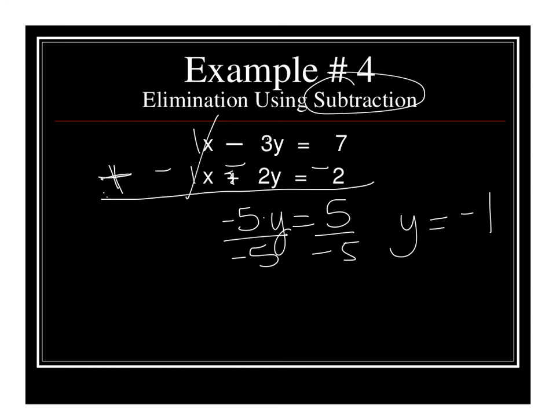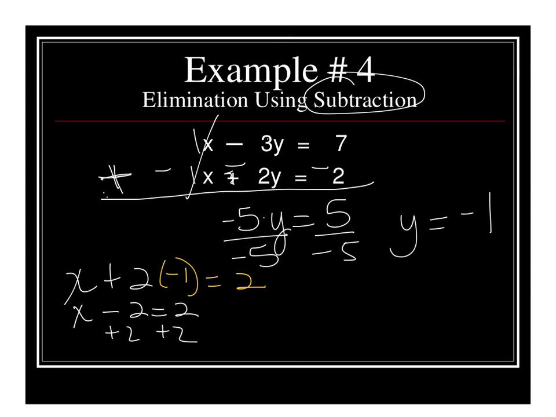Then I take that value for y and I plug it back in. Like I said, it doesn't matter which one you use. I'll use the second one this time. x plus 2 times -1 equals 2, my original equation. So x minus 2 equals 2, and I add 2 to each side. So that means my x value is 4, so my ordered pair is (4, -1).